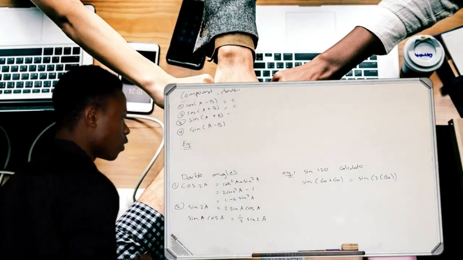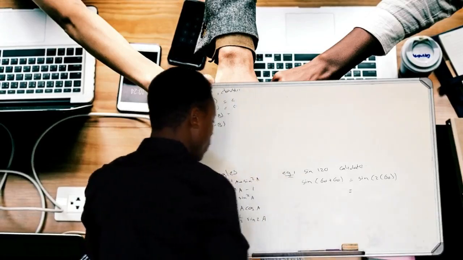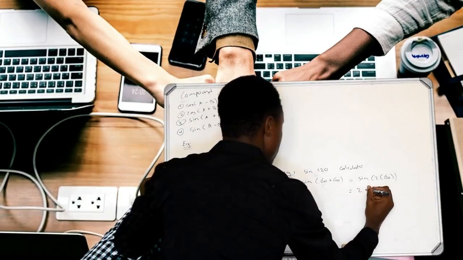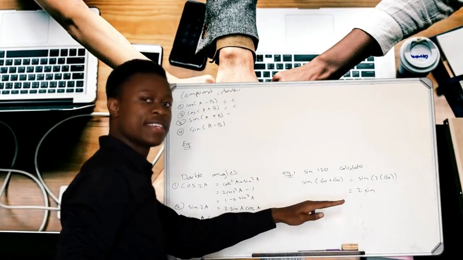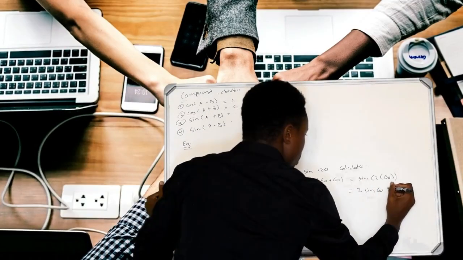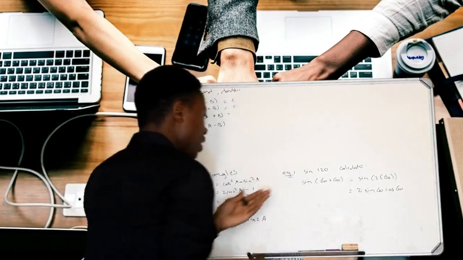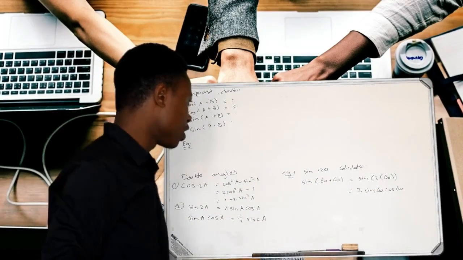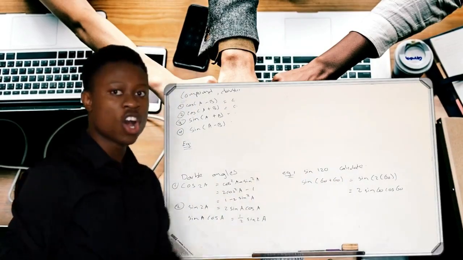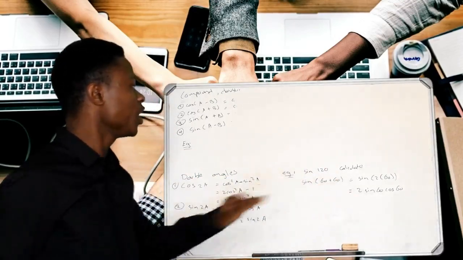So now what do I do after that? Now I can say this is equal to 2 sine A cos A. What is A in this instance? The A is 60, so sine 60, cos A, and A is again 60. And there you go, you have your value there. That's 2 sine 60 cos 60. This is the difficult part. Once you have done this, the equation is easy.